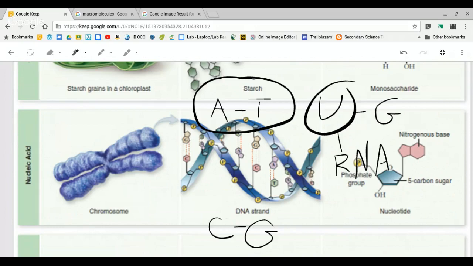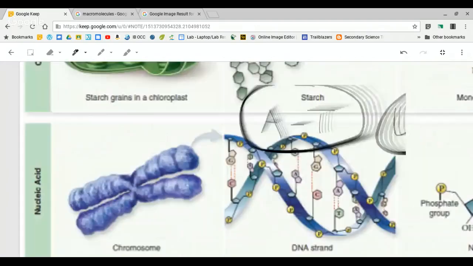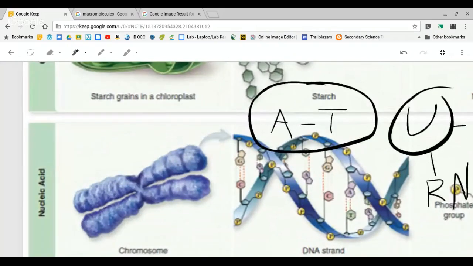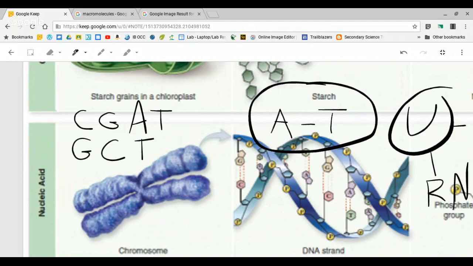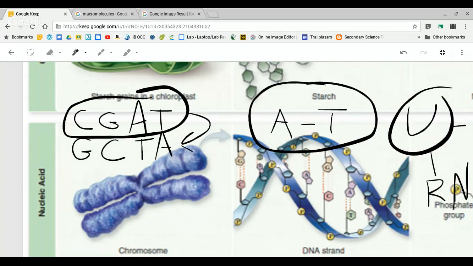strand with which bases? So I give you CGAT. What's the proper pairing? It's GCTA. I give you this, and you have to pair it up and figure out that this would give you that. You definitely have to know that. That will definitely be on the midterm, which is tomorrow. Let's see what else you guys got here.